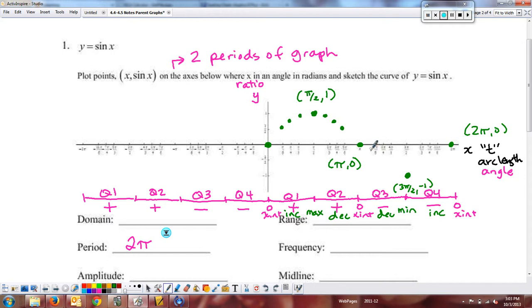So your 7 pi over 6 is going to be negative 1/2. So that's going to come down here. And your 11 pi over 6 is going to be negative 1/2. Same height. Your 5 pi over 4 is going to be your 0.7-ish. And then your 7 pi over 4, 0.7-ish. And then your pi over 3 family members are about 0.8.